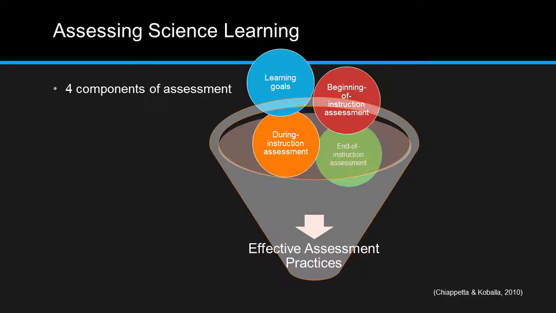There are four components of assessment that should be considered when planning and implementing instruction. These four components work together to ensure effective assessment practices and include learning goals, beginning of instruction assessment, during instruction assessment, and end of instruction assessment. Let's take a closer look at each one.